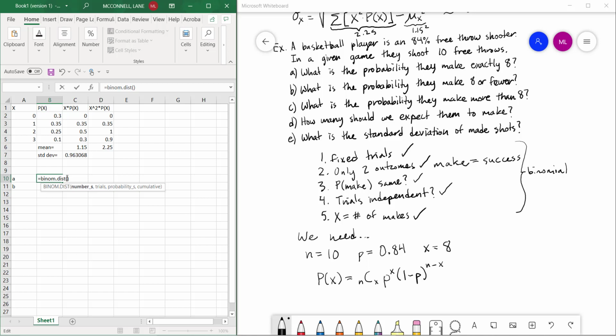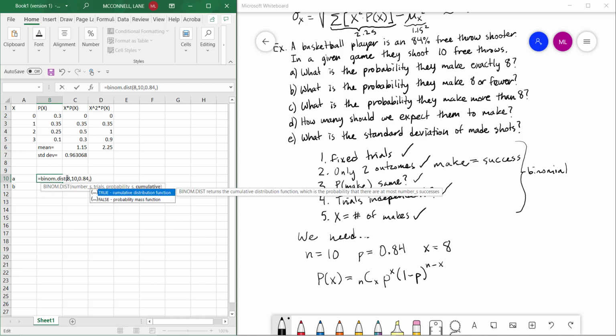So the number S is the equivalent of what we're calling X. So for us, that's going to be the 8. Then I'm going to put the number of trials, which for us is 10. And then I'm going to put the probability of success. Number sub S stands for number of successes. We were interested in 8 successes. Trials was 10. The third one asks for the probability of success, which is 0.84.